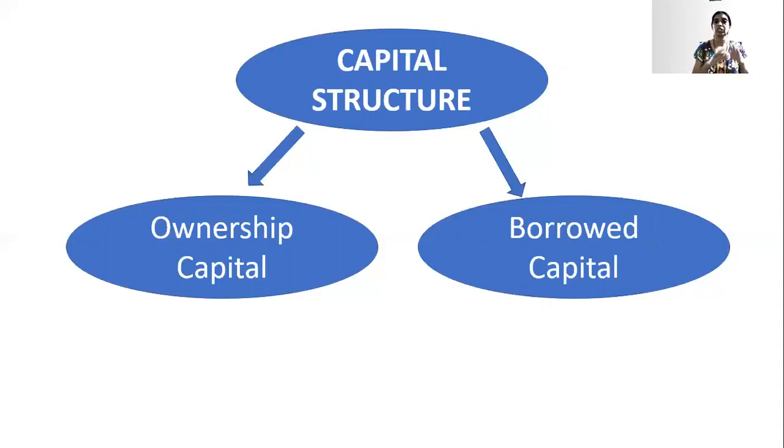That fund structure is again divided into two parts. You can see the first one is ownership capital. The second one is borrowed capital. Ownership capital means the owners. Who are the owners? Equity shareholders are the owners. Preference shareholders are the owners. Debenture holders are the owners of a company if redeemable conditions apply. Okay, so that is ownership capital.